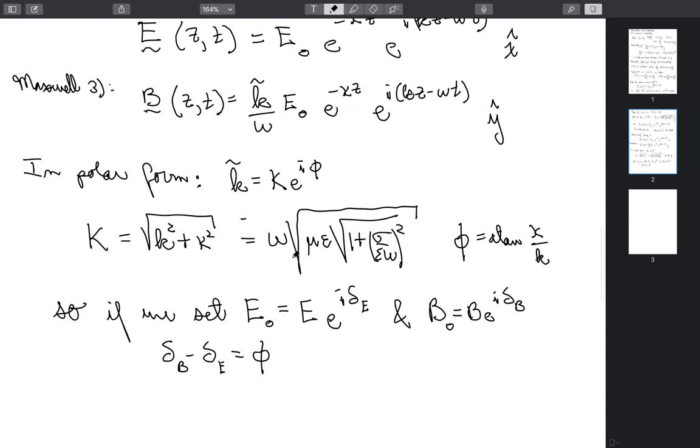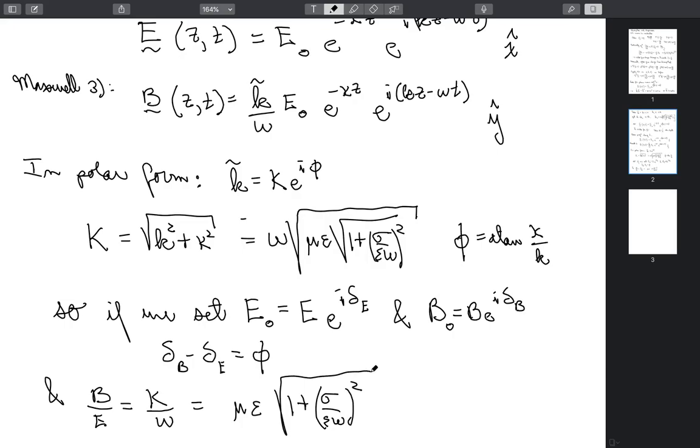Okay? So the real amplitudes for the magnetic versus the electrical field are just then K divided by omega, right? Like I have here, except that I've just kept the norm of this K twiddle in this thing. And this thing is, once again, just mu epsilon with the big square root of 1 plus sigma over epsilon omega squared, all of this in the square root.